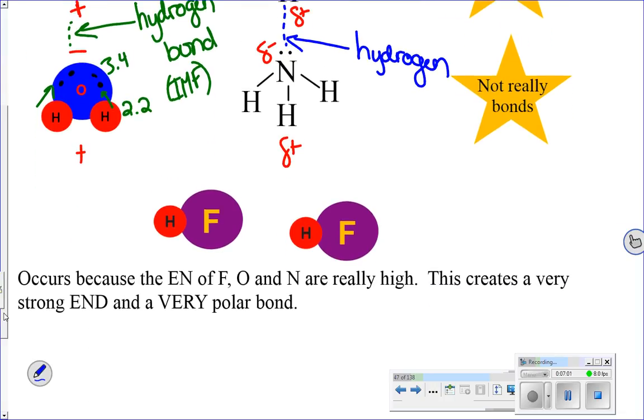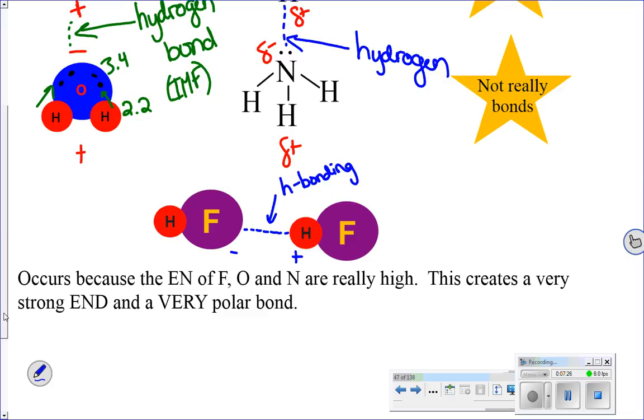The same thing's going to happen in HF. Remember, F is very small, and its electronegativity is 4.0, so you're actually going to have hydrogen bonding there as well, because it's pretty positive by the hydrogen and pretty negative by the fluorine. So this really has a lot to do with the high electronegativity and small size of fluorine, oxygen, and nitrogen.